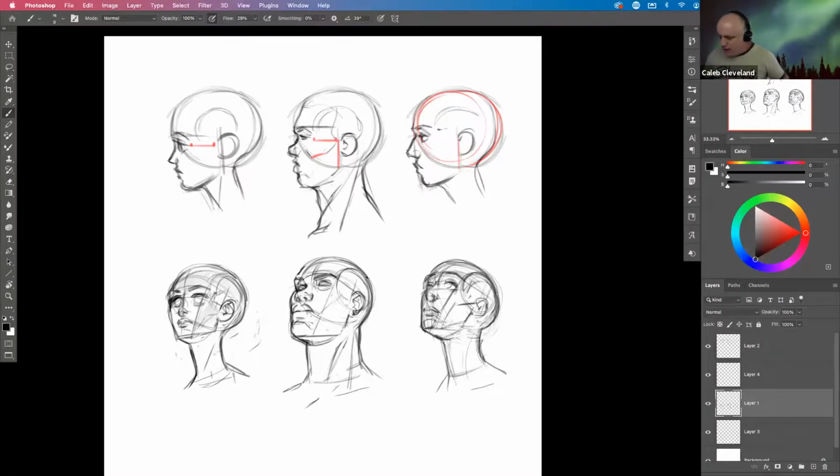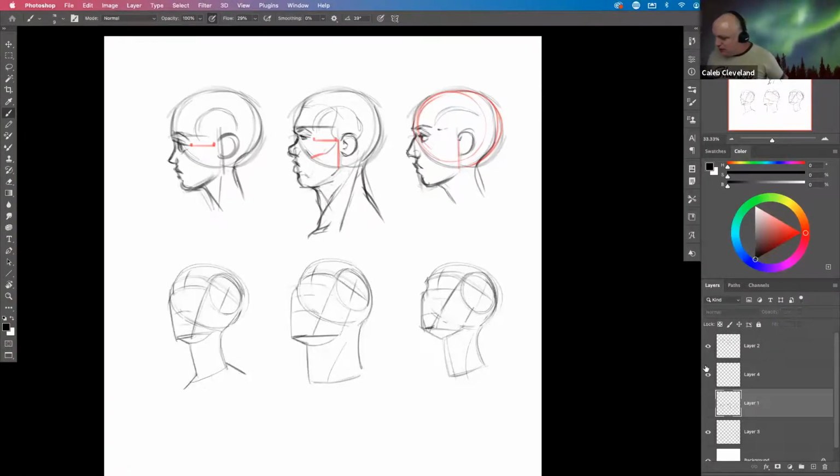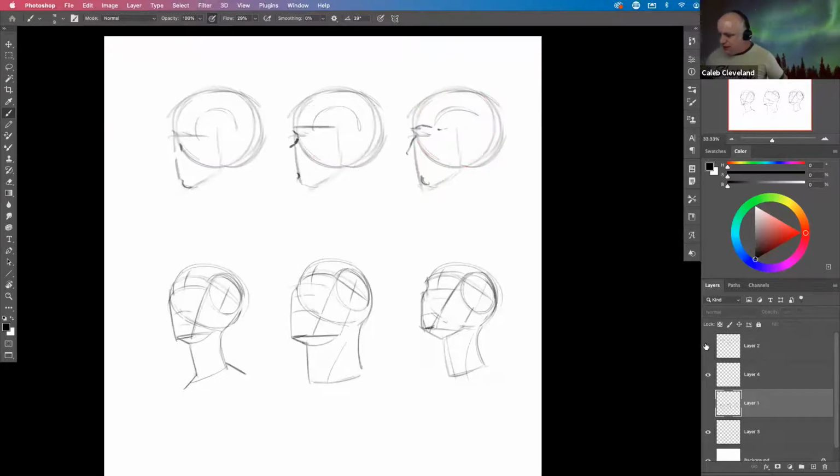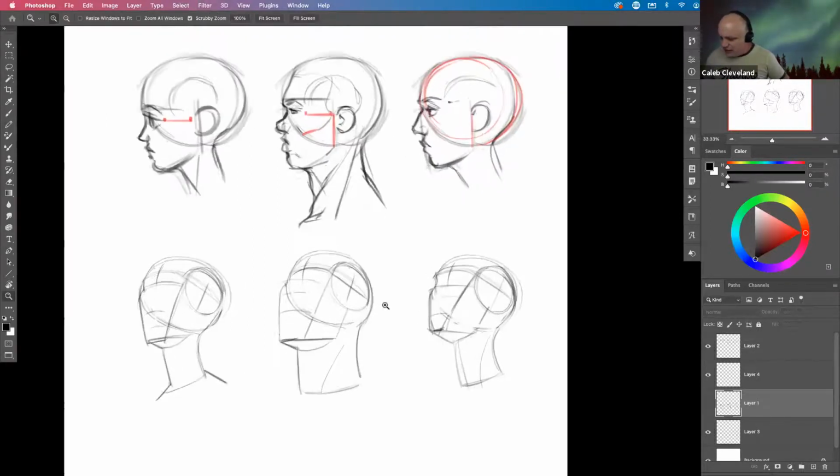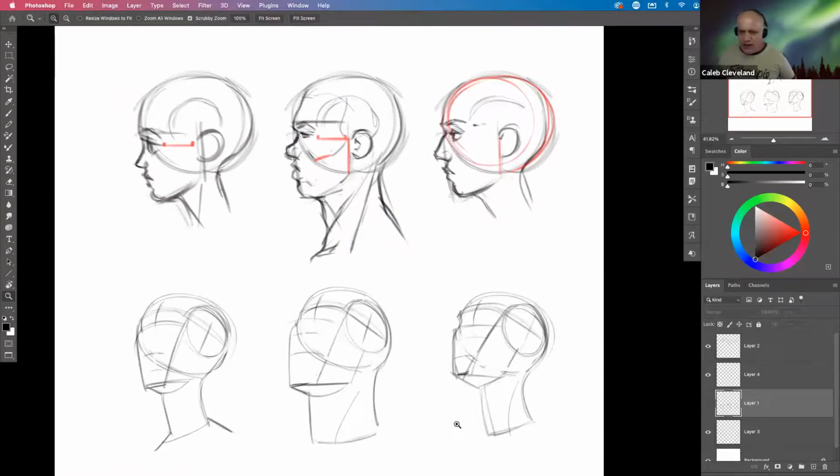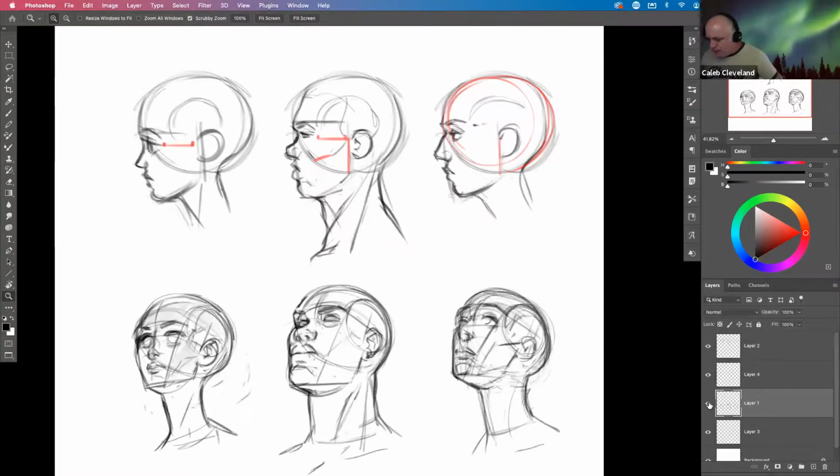I've been doing the same sort of thing here. The idea is you take the overall shapes that you have for your more idealized heads, and you just want to exaggerate what's already there.